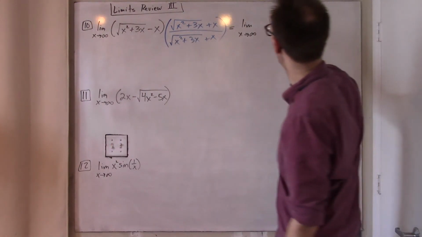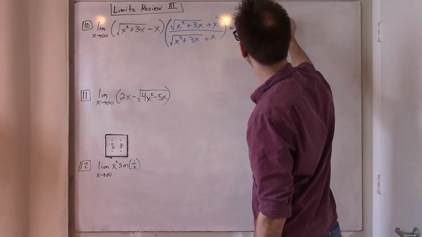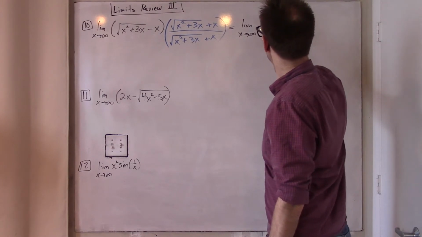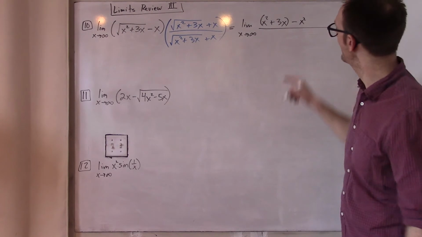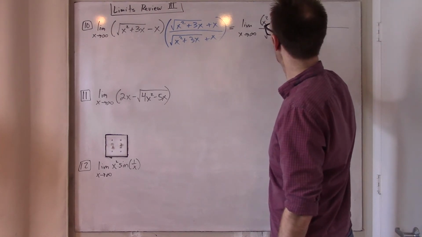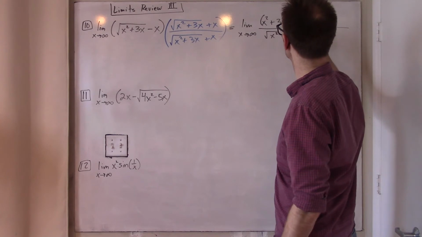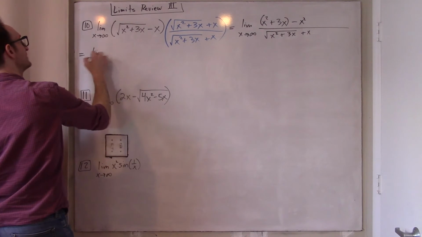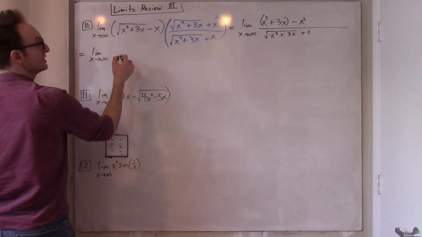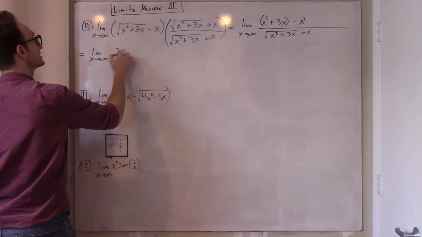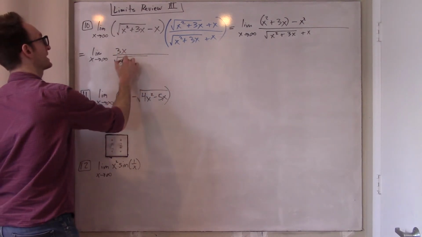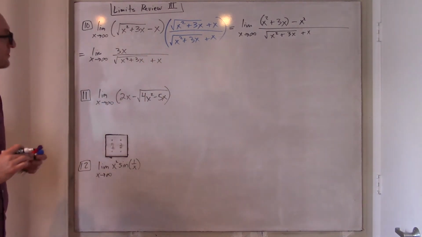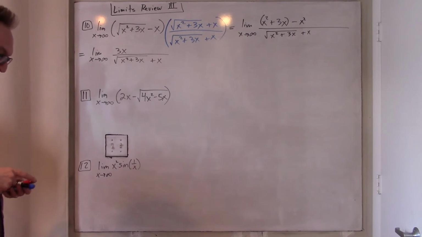In the numerator now, I have x squared plus 3x minus x squared, because it's just difference of squares. So that's looking really good. And in the denominator, I just have root x squared plus 3x plus x. All right, so what does this turn out to be? It turns out to be the limit as x goes to infinity of just 3x over root x squared plus 3x plus x. And here you can perhaps already tell what the answer is going to be.